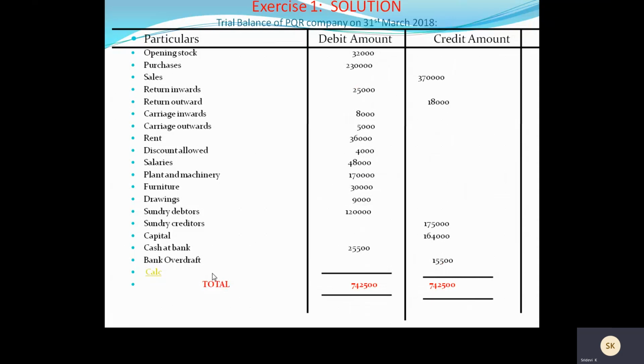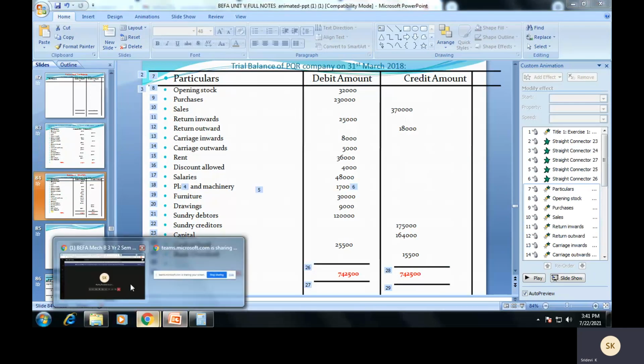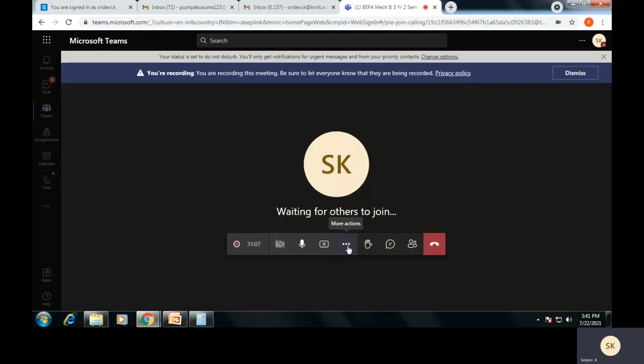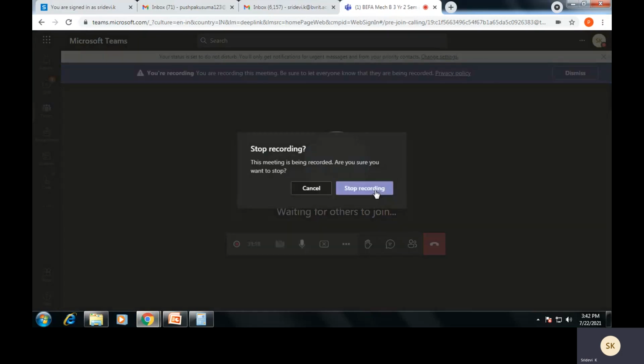You can correct the trial balance. So this is how you are going to do the trial balance. If you practice, you can easily understand. So practice 2-3 problems, then only you can easily understand which items are related to the debit amount column and which are related to the credit column.